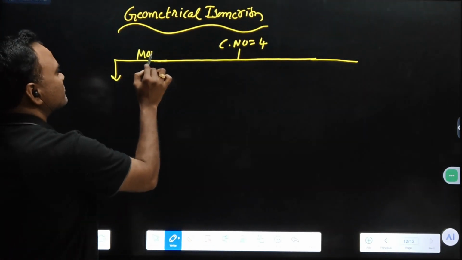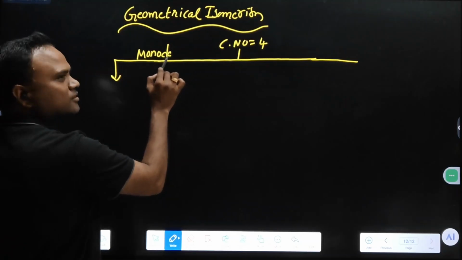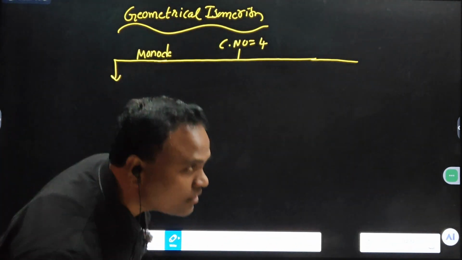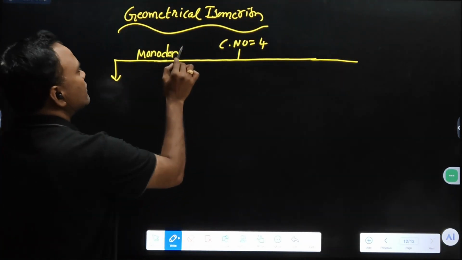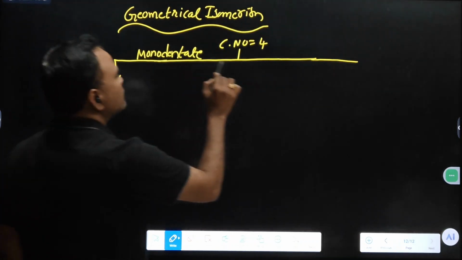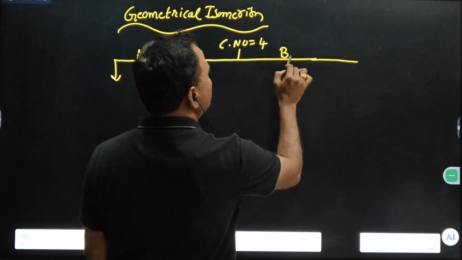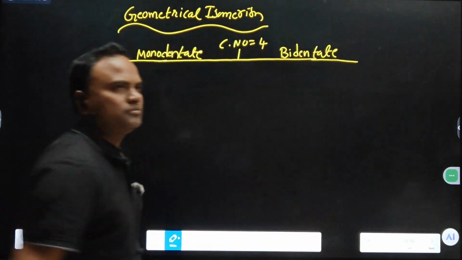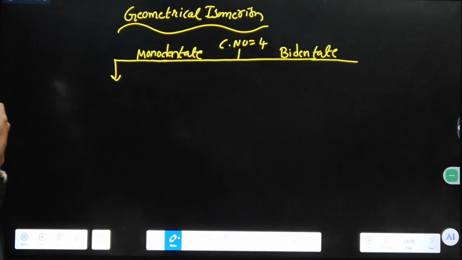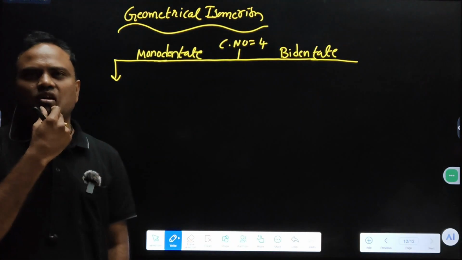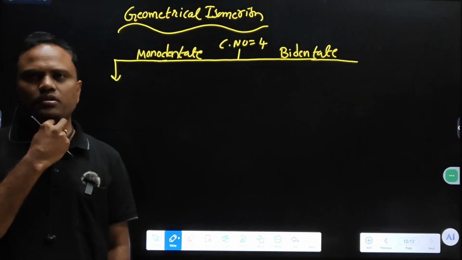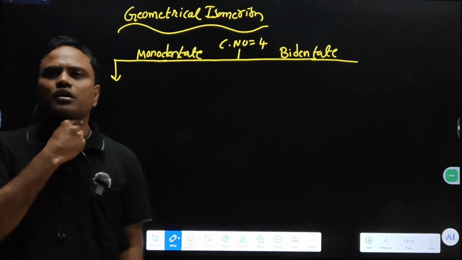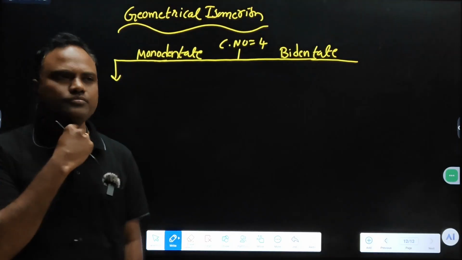Monodentate or unidentate. Bidentate. By tomorrow everyone learn these formulas, okay? Second years and outgoing seniors also.